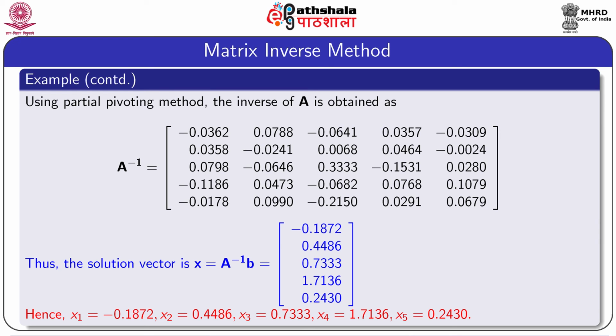And finally, the solution of the system of equations is x1 equal to the first value, that is minus 0.1872, x2 equal to 0.4486, x3 equal to 0.7333, x4 equal to 1.7136, and x5 equal to 0.2430. So this is the solution of the entire system of equations by using the matrix inverse method.